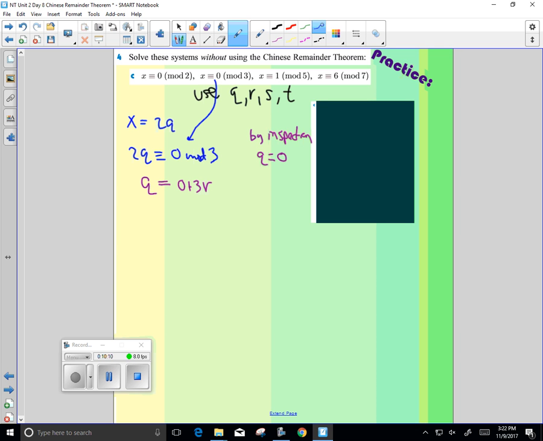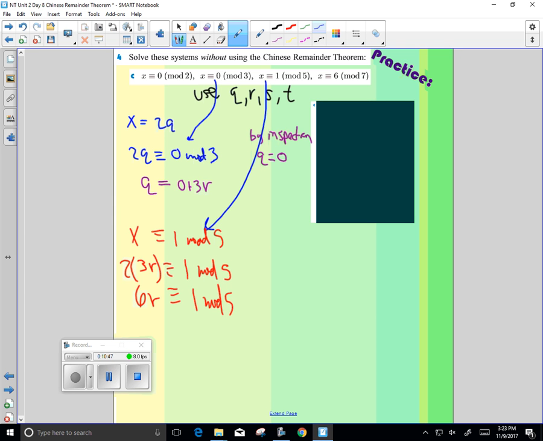All right, now we do the next guy, this one. We're going to go for this one, x is congruent to 1 mod 5, and x, of course, was 2q, and q is equal to 3r. That's 1 mod 5. 6r is congruent to 1 mod 5.